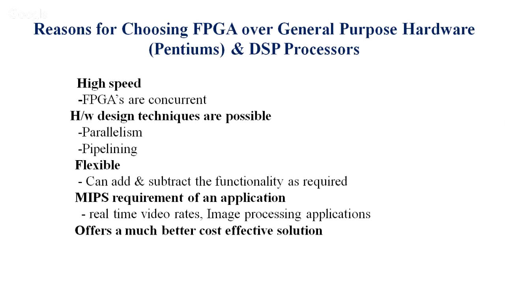Next is the million instructions per second requirement for an application. When we work on real-time video and image processing applications, we need fast speed and multiple instructions executed at a single time. FPGA is very good here, and it offers a much more cost-effective solution, because with a very small amount we get a better opportunity when we select FPGA over DSP processors and microcontrollers available in the market.